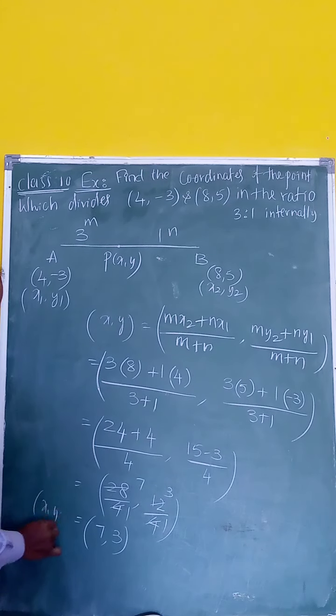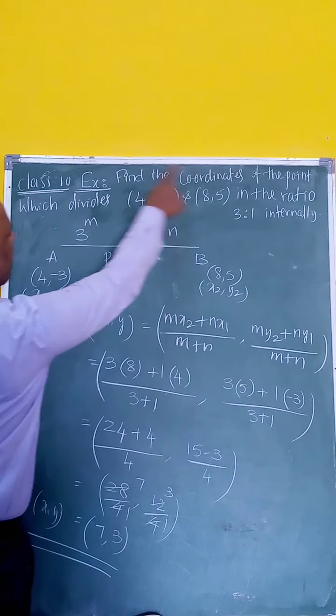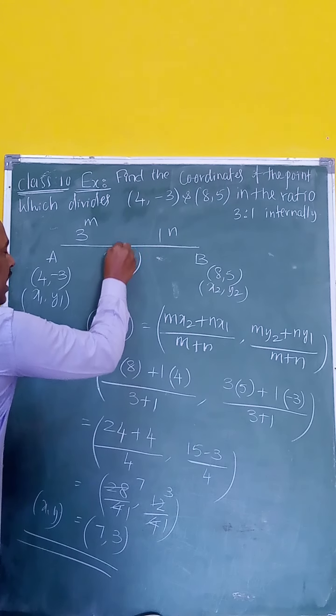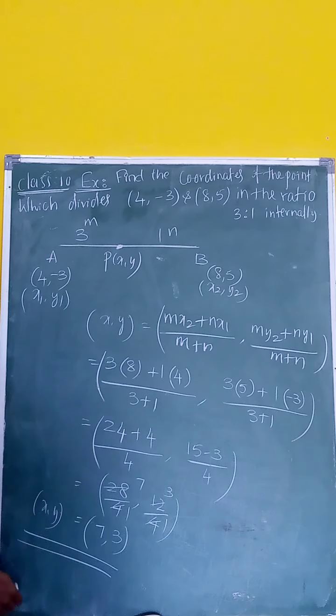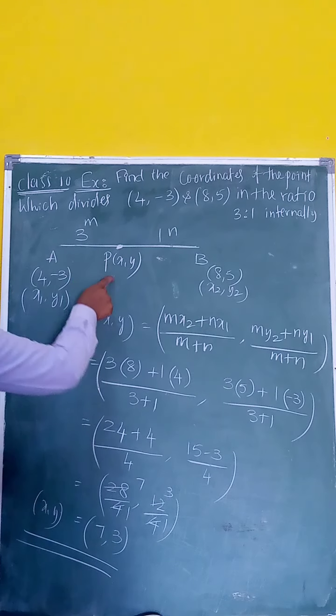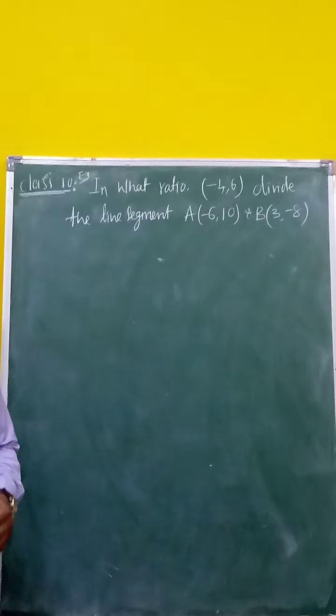Here is x comma y. What is the point we got now? Find the coordinates of the point: the internal point, not inside, it is an internal point, is 7 comma 3. What is the ratio? 3 is to 1. The point 7 comma 3 is dividing AB in the ratio 3 is to 1. That is the answer. Therefore, the required point is 7 comma 3.